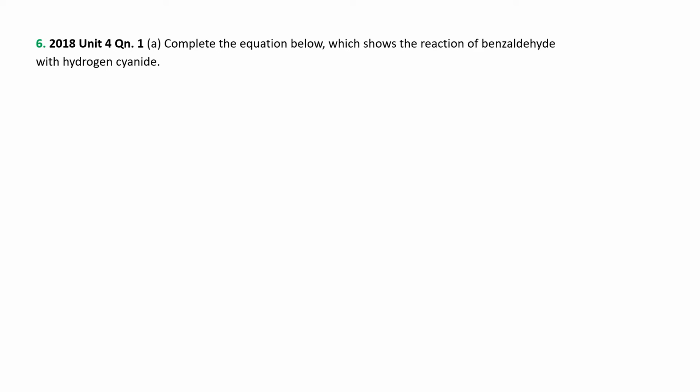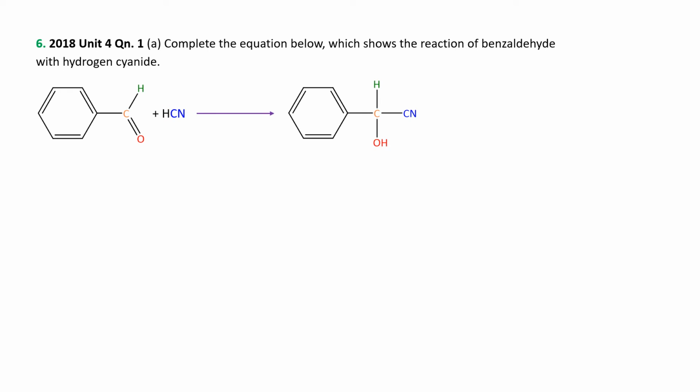Complete the equation below, which shows the reaction of benzaldehyde with hydrogen cyanide. Well, of course, this is an addition. The cyanide being the negative goes on the slightly positive carbon. The hydrogen being the positive goes on the slightly negative oxygen. And you get that little addition there again. CN on the carbon, H on the oxygen.